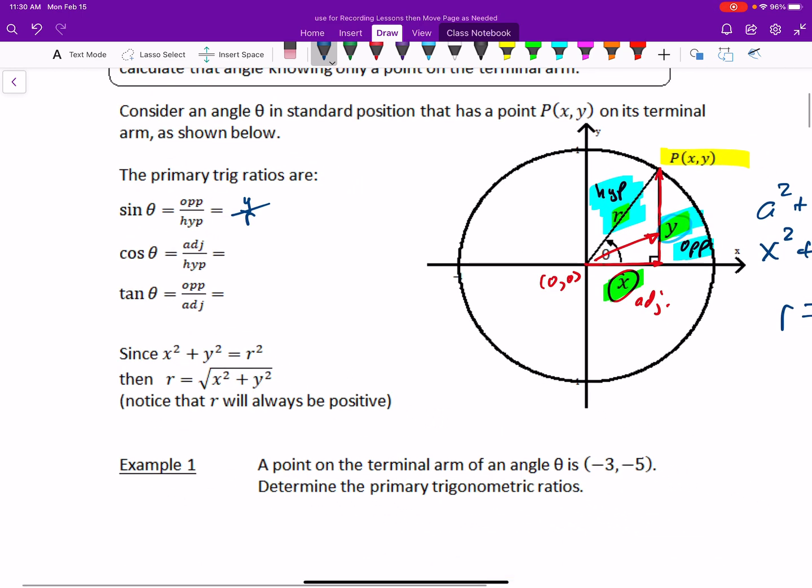All right. So y over r is the same as opposite over hypotenuse, so that's my sine ratio. Cosine is adjacent over hypotenuse. Well, adjacent is just the side x, and the radius r is my hypotenuse. So cosine, it turns out, is x over r. And tan is opposite over adjacent, so that would be y over x.